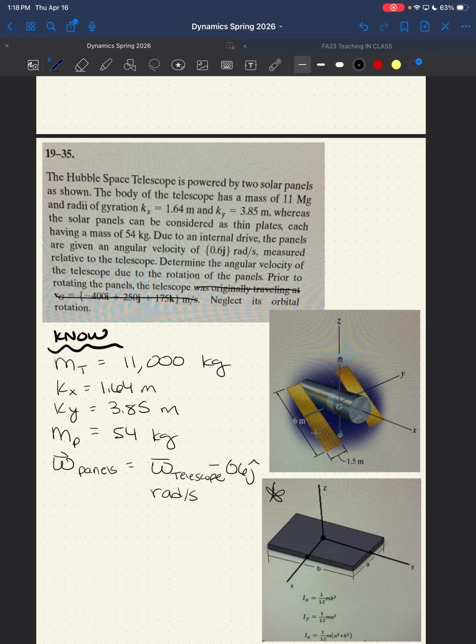Okay, so that makes me think that a good conservation equation would be one that's finding the angular momentum about this y-axis going through point G of the system. So conservation of angular momentum about the y-axis going through point G of the telescope, or of the telescope system.